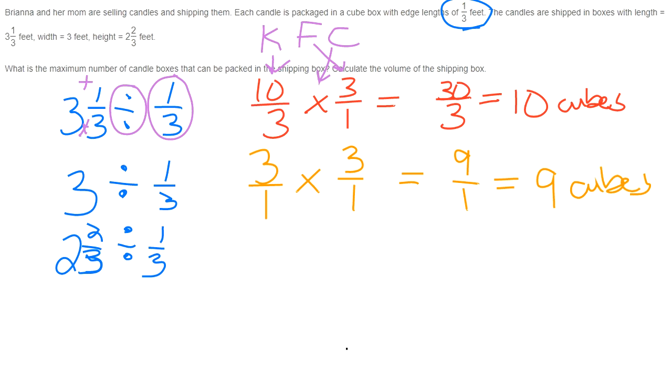Okay, Maya, your turn. Are you ready for the third fraction, 2 2/3? Go ahead and put it in there, Maya. Eight over 3 times 3/1. And then what would be the next part, Maya?